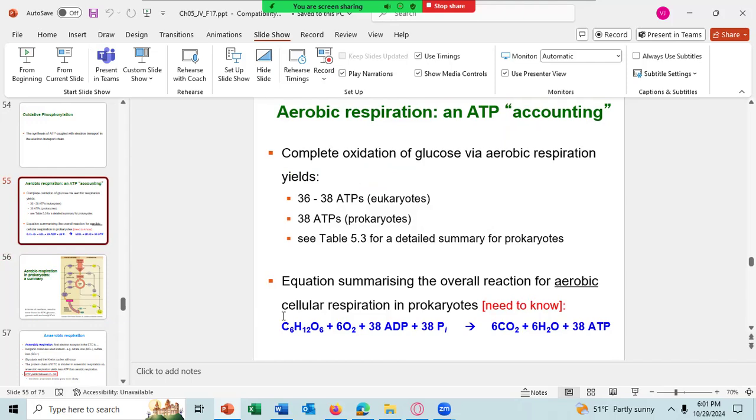All right, you need to know the summary equation for aerobic respiration. Glucose, C6H12O6, 6 oxygen molecules, 38 ADP molecules, and 38 inorganic phosphate molecules combine to make 6 CO2, all of these carbons coming from the glucose, and 6 water molecules, all of these coming from oxygen, and then 38 ATP molecules. That's the overall summary equation for aerobic respiration.